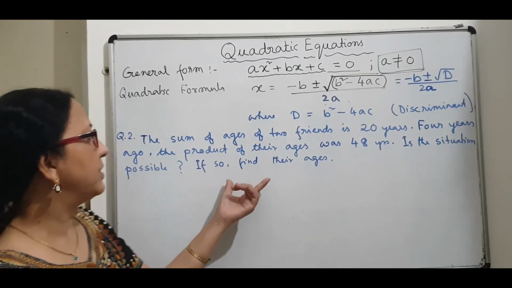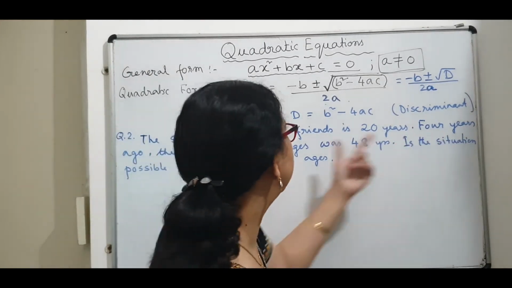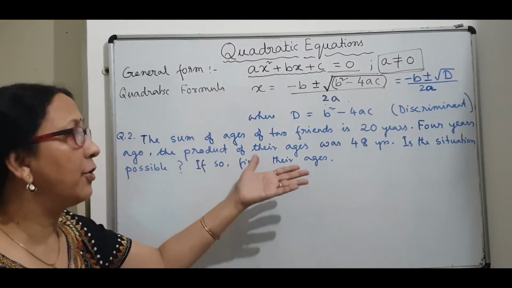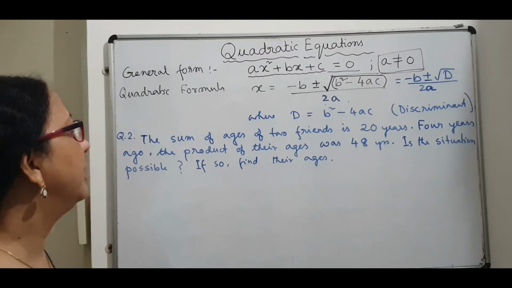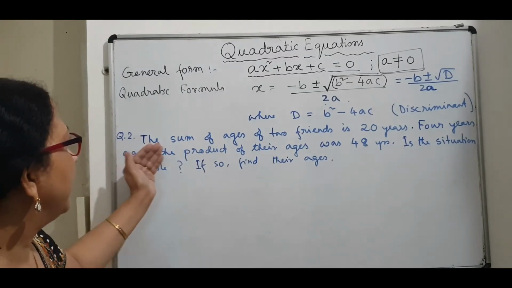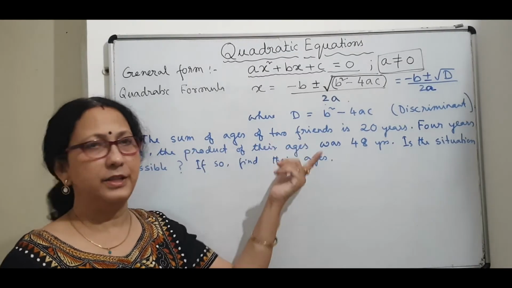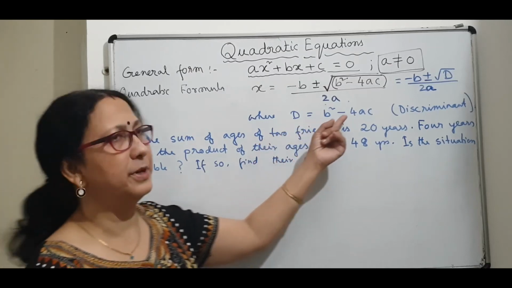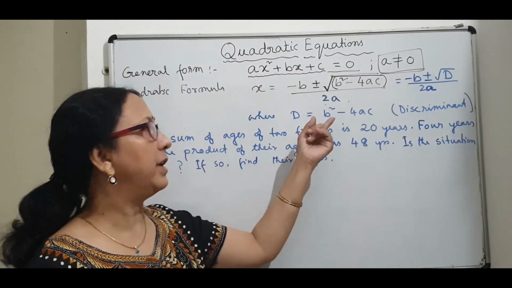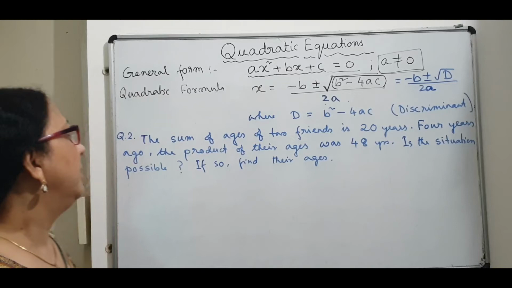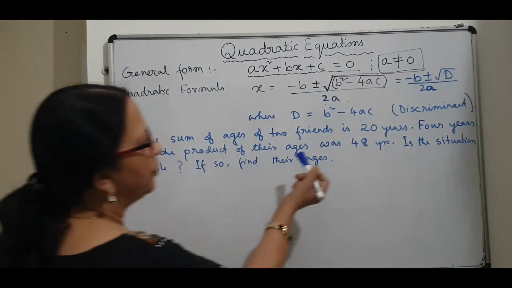So first of all, we have to check whether this given situation is possible or not, whether it is possible in reality or not. For that I have to form the equation first, then I will check the value of the discriminant, which will decide whether it will have real roots or no real roots. So first let us form the equation.